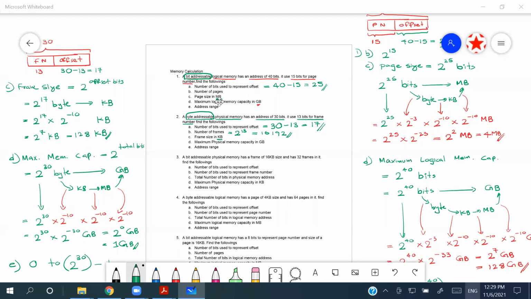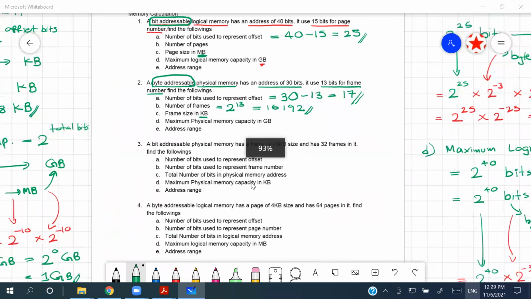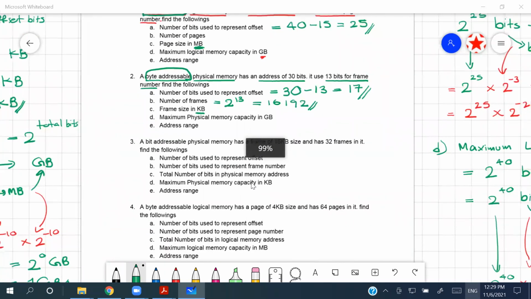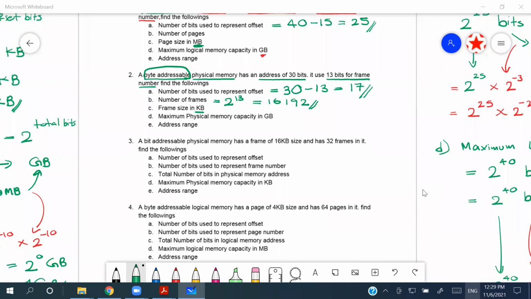Right, sorry for that, people. So in the third one, the first thing is that we figure out what the facts are over here. So these are the facts. It says a bit addressable physical memory, and here it has given the size of the frame as 16 kilobytes. Now it's not a direct detail of the address, and it has 32 frames in it. And again, it is not a direct detail about the address, right?